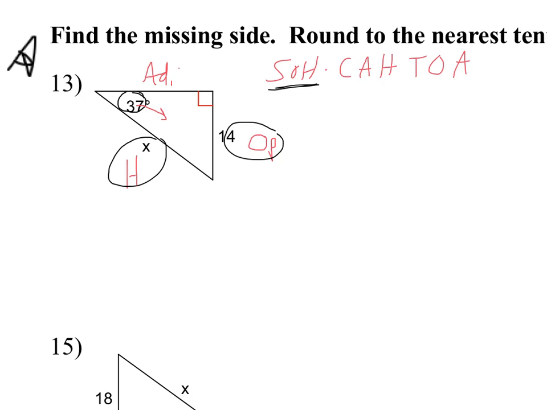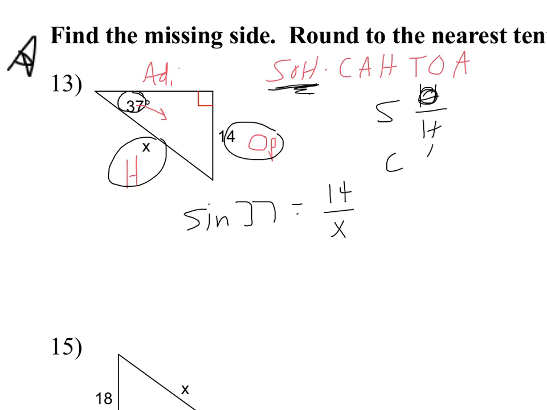And that would be sine. So the sine of 37 is equal to the ratio of 14 over x. The order of those letters matters, top over bottom. So sine is opposite over hypotenuse. Cosine is adjacent over hypotenuse. And tangent is opposite over adjacent, so keep that in mind.